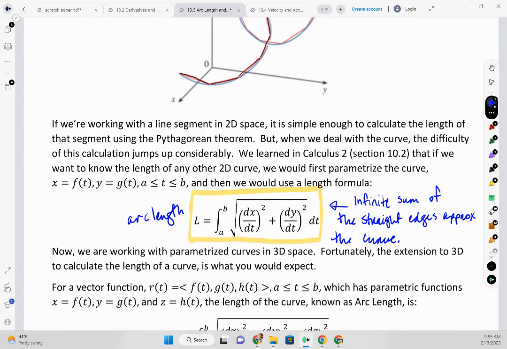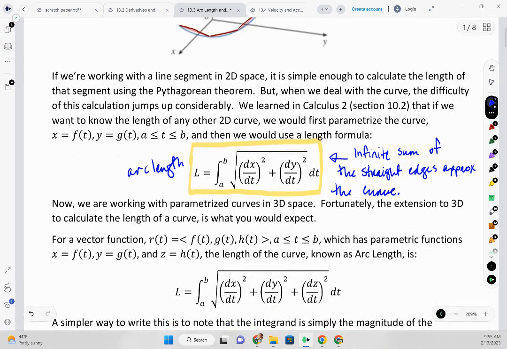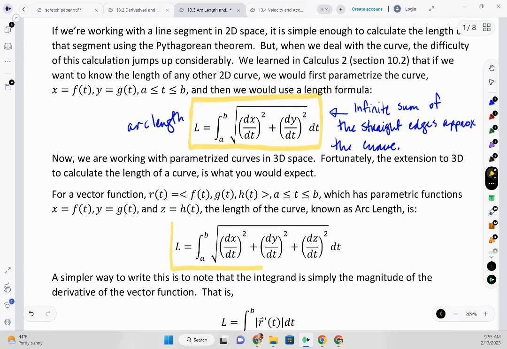The integrand itself is the square root of a sum of squares, which is coming from a Pythagorean theorem. And look at what the sum of squares is. It's a change in x with respect to t, and a change in y with respect to t. And so first we could look at that in 3D. We would also have to include a change in z with respect to t in our square root.